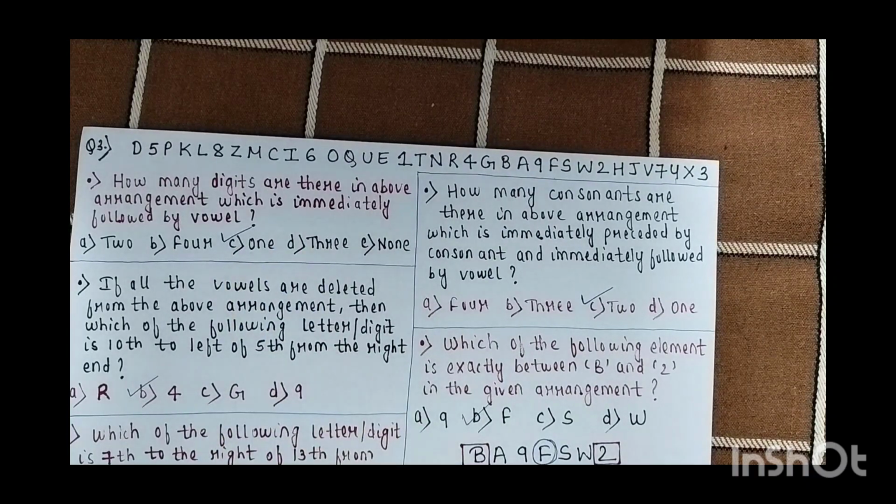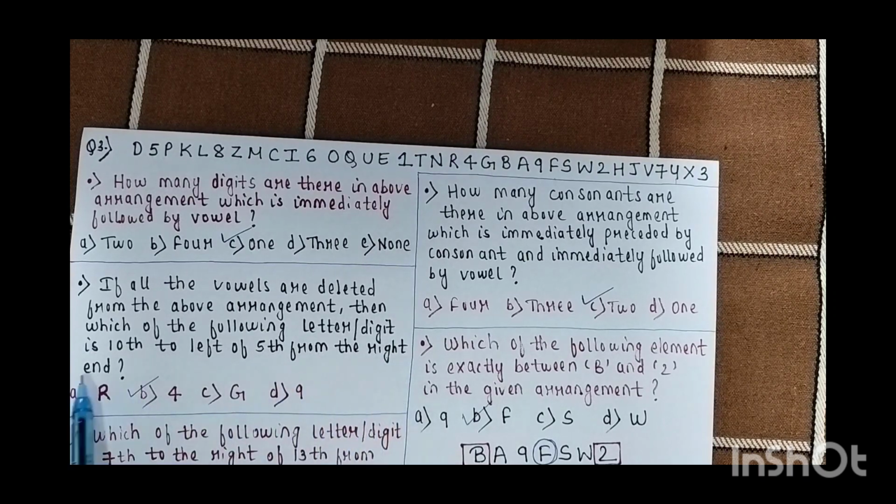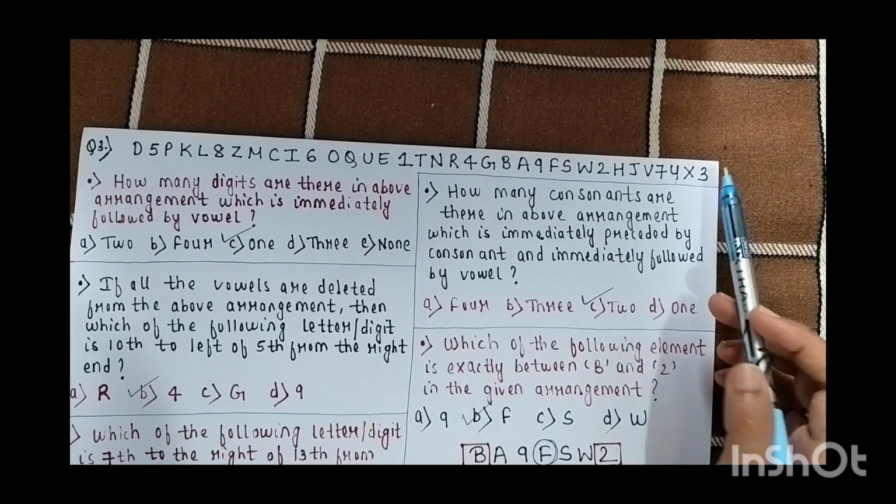Okay. Next. If all the vowels are deleted from the above arrangement, then which of the following letter or digit is 10th to the left of 5th from the right end? Left, right is given. So different. So different meaning you need to add. So add 10 plus 5, that is 15. 15 from which end? From the right end. And vowel should be deleted. Okay, that you keep in mind.